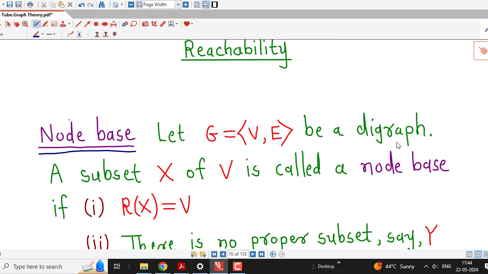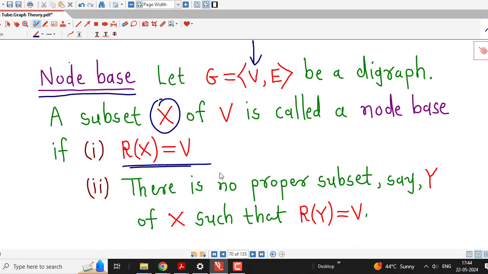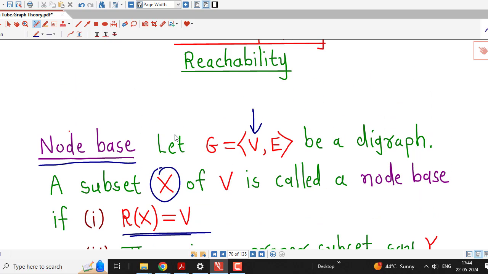Suppose G is a directed graph, then a subset capital X of vertex set V is called a node base if reachable set of capital X is equal to vertex set V and there is no proper subset, say Y, of X such that reachable set of Y is capital V. If capital X satisfies these two properties, then we say that capital X is a node base.